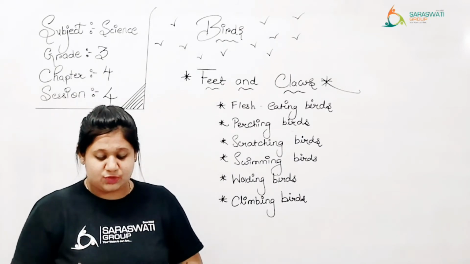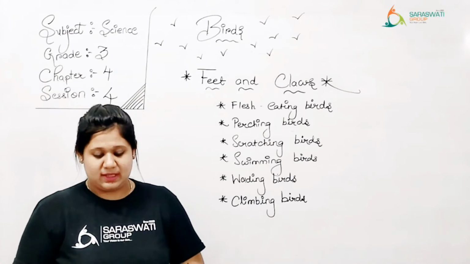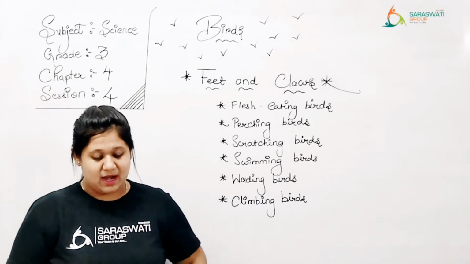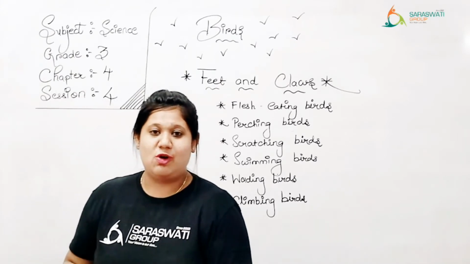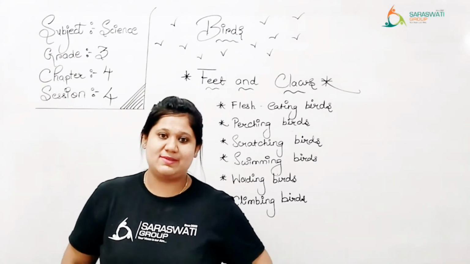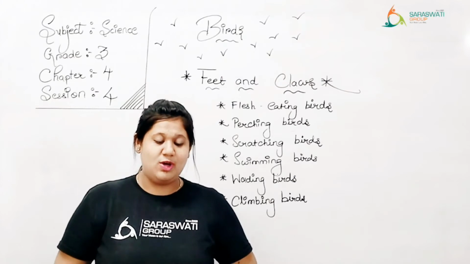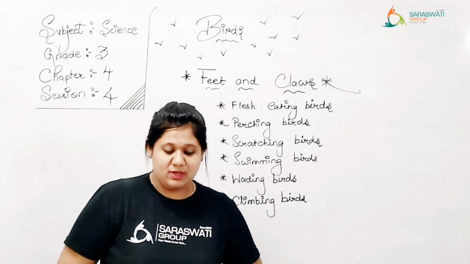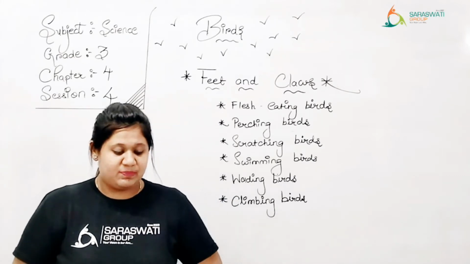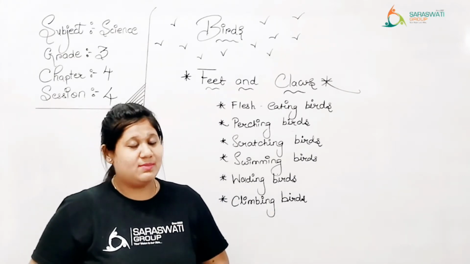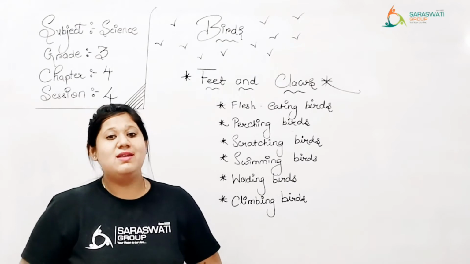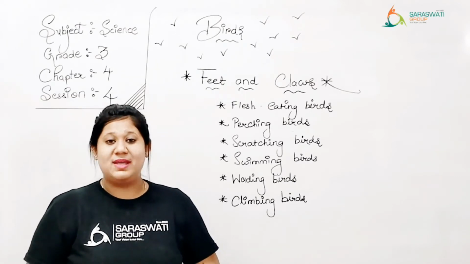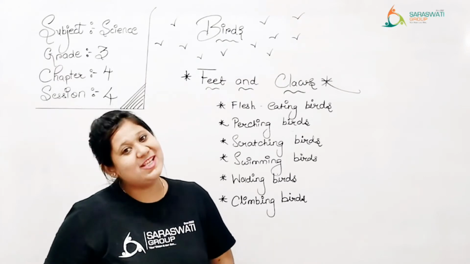Then a strong and chisel shape beak. Woodpecker, hoopoe, and hummingbirds are such birds that have strong and chisel shaped beaks, right? Then a broad and flat beak: the duck and swan have a broad and flat beak, right? Then a spoon shaped beak: the spoonbill has a spoon shaped beak, right? So these are the different types of beaks that I explained in the last session.